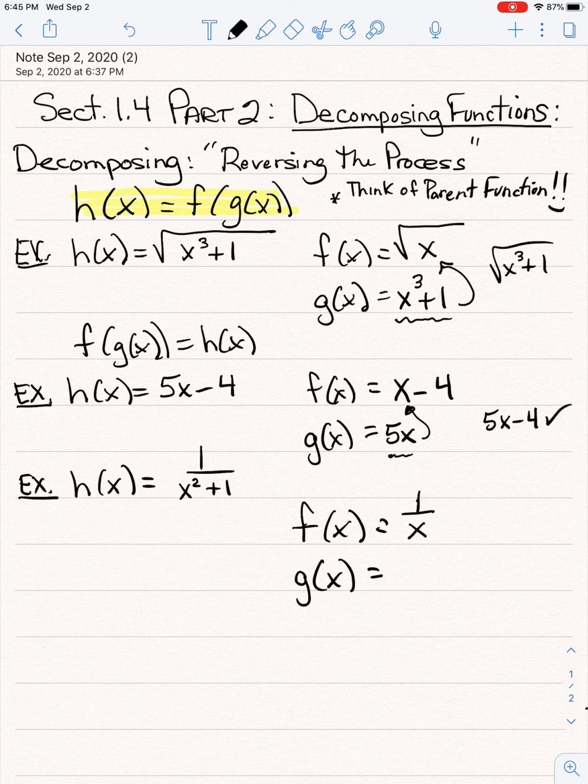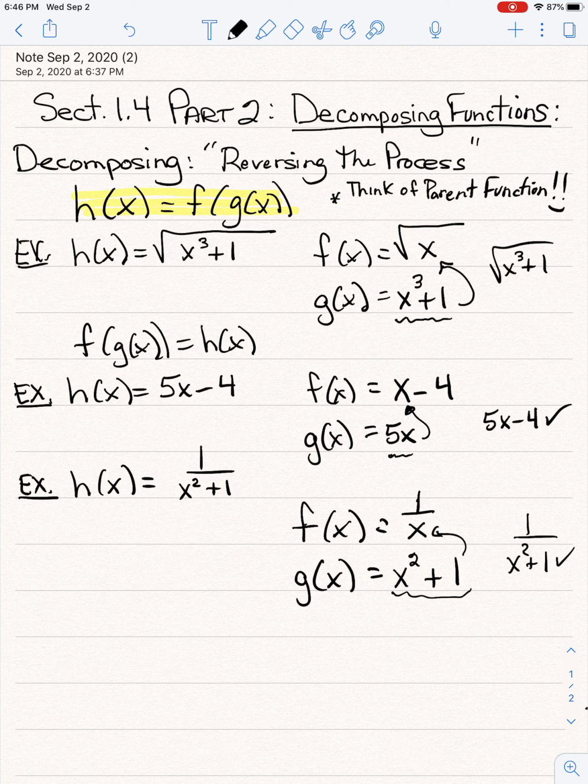So what are we going to replace x with? Well, it would be x squared plus 1. So if you take that g of x, all of that, and substitute it in, you end up with 1 over x squared plus 1. And sure enough, that one works.